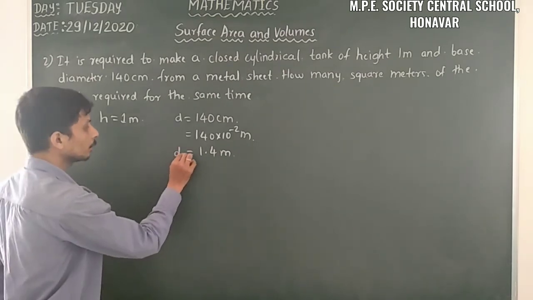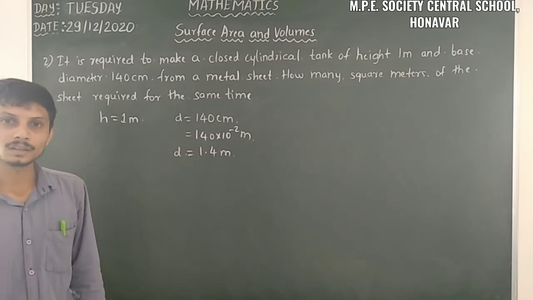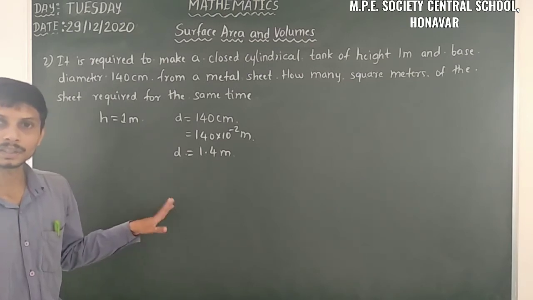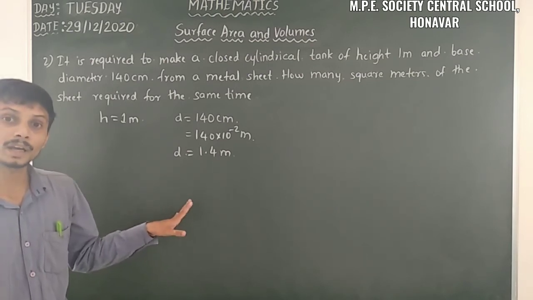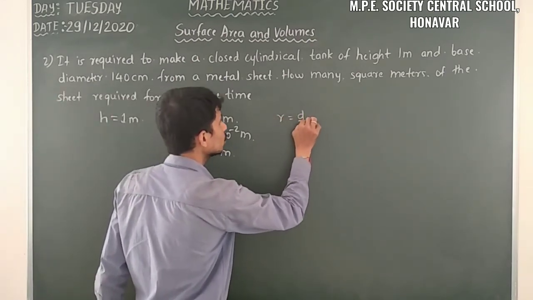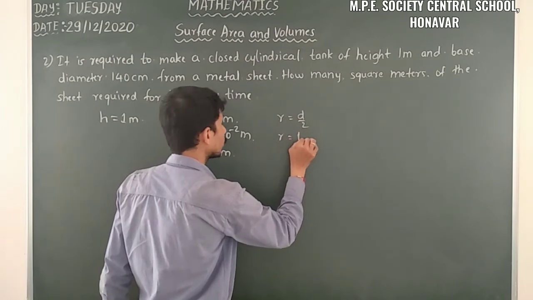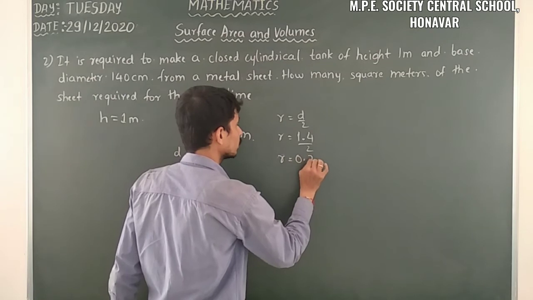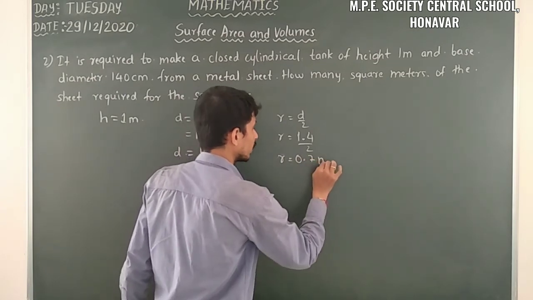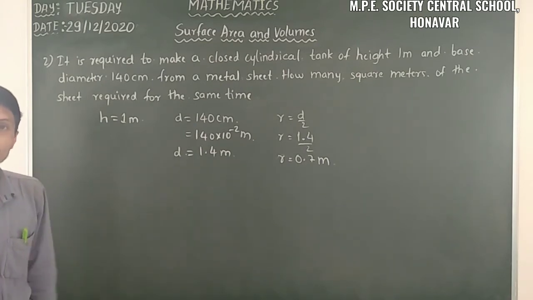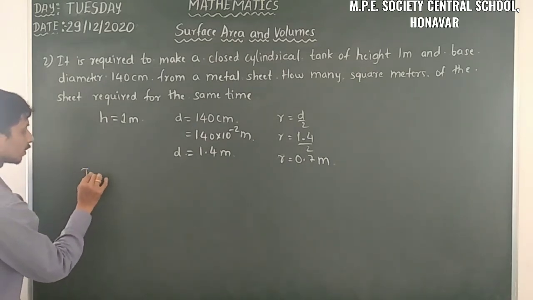So here the value of d is 1.4 meter. Here we want only the radius, because in case of total surface area it is 2 pi r into r plus h. So that's why we want the radius, which is equal to d by 2. So r is equal to 1.4 by 2, r is equal to 0.7 meter. Then we have to find the total surface area of the right circular cylinder.